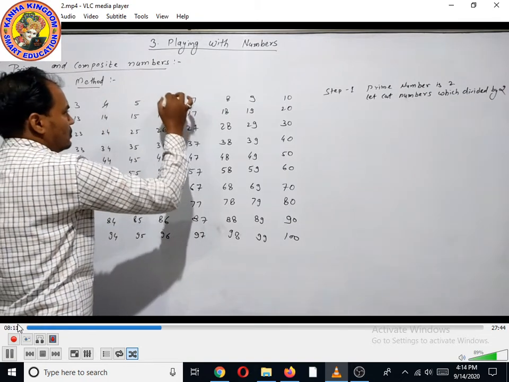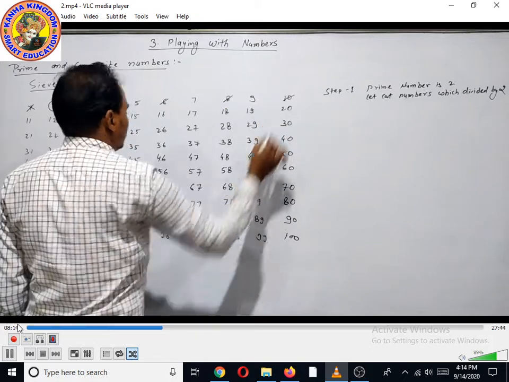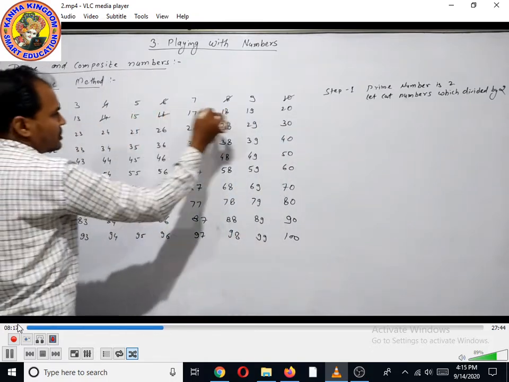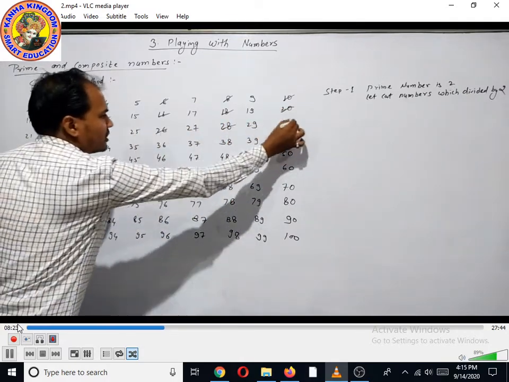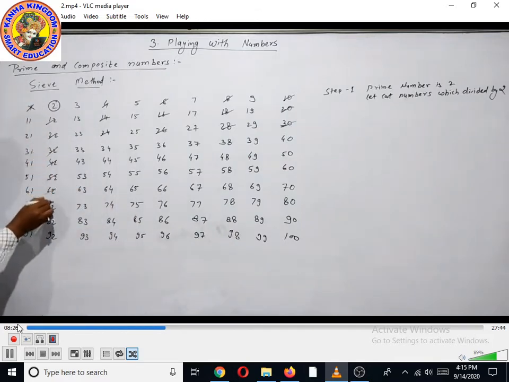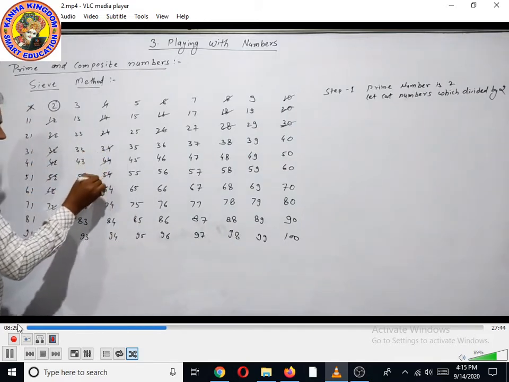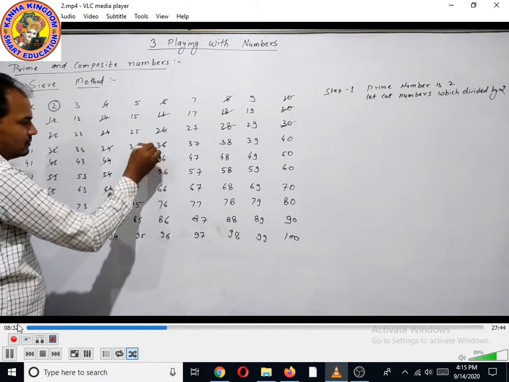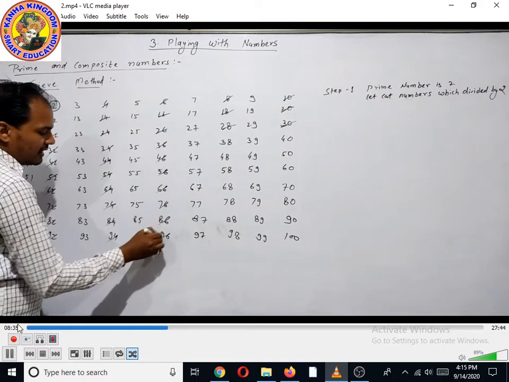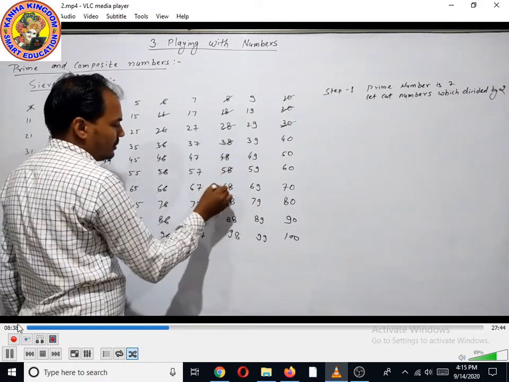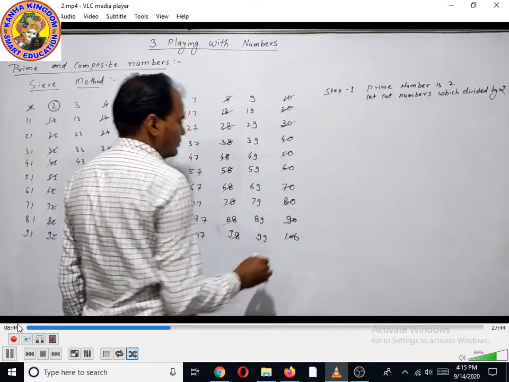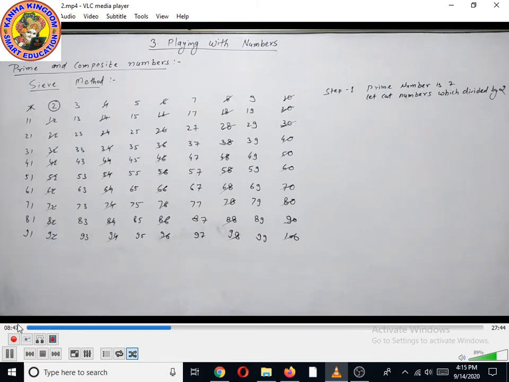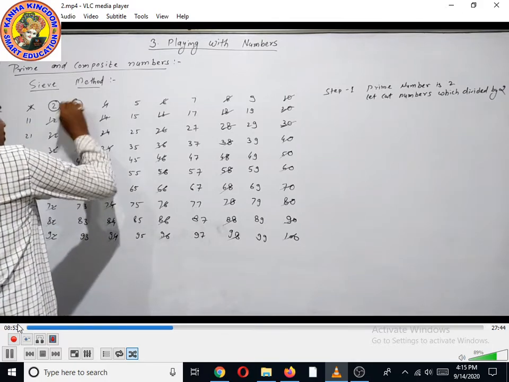4, 6, 8, 10, 12, 14, 16, 18, 20, 22, 24, 26, 28, 30. Now we cut all the numbers which can be divided by 2. All the even numbers are divisible by 2. So we cut all the numbers which are divided by 2. Now the next number is 3.